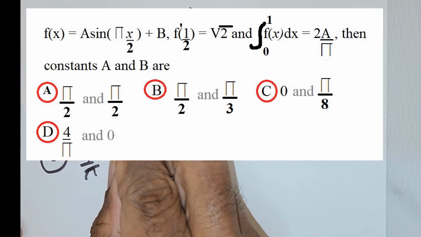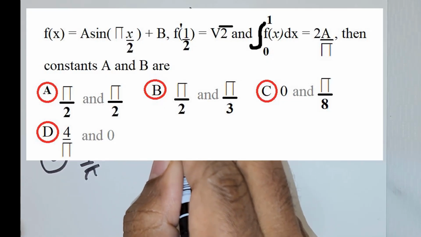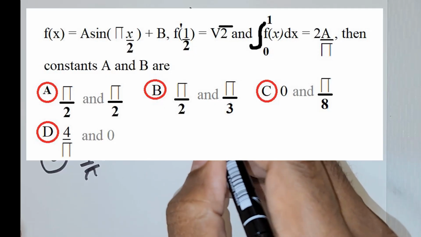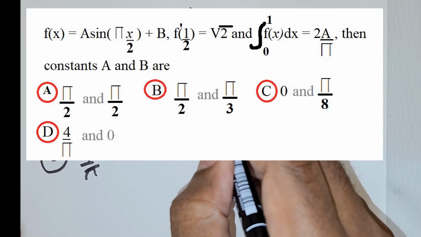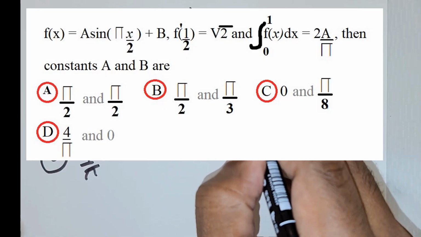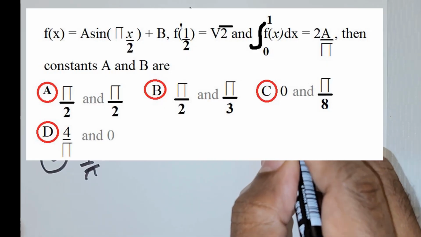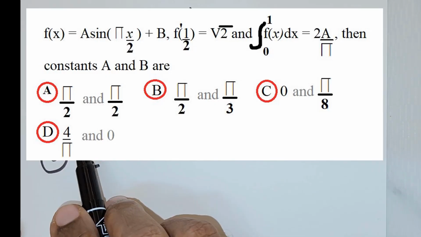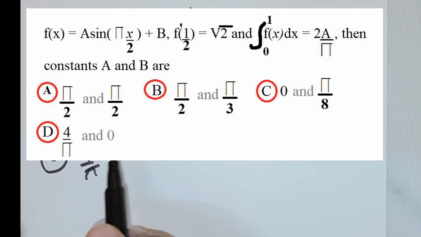f of x is equal to a times sine of pi x over 2 plus b. f dash of 1 over 2 is the root of 2. And we are given that the integral from 0 to 1 of f of x dx is 2 times a over pi. Then the constants a and b should be what? So again, a, b, c and d. You need to work this question out and obtain the constants.